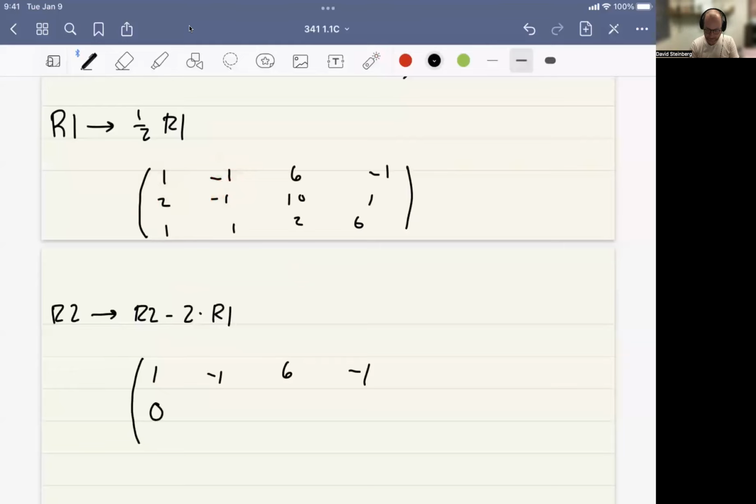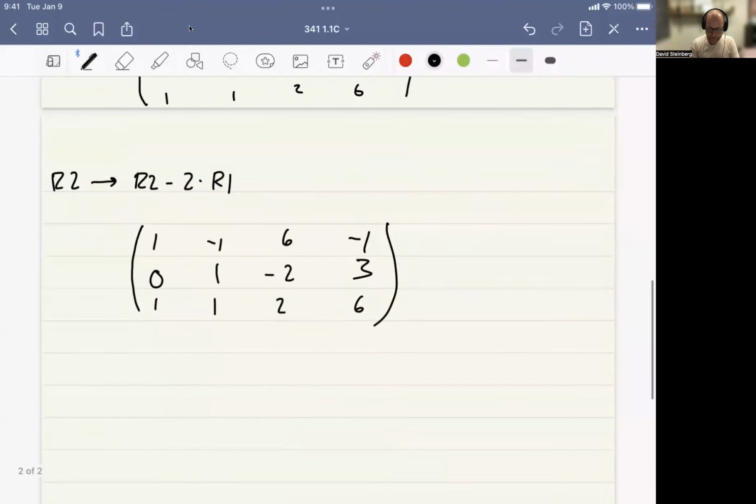Sorry, double check that. -1 minus 2 times -1 is -1 plus 2. Sorry, that's the positive one. There we go. And now we've got 10 minus 2 times 6, which is 10 minus 12, that's -2. And now 1 minus 2 times -2 is 5. Oops. All right. And then our third row hasn't been changed at all.